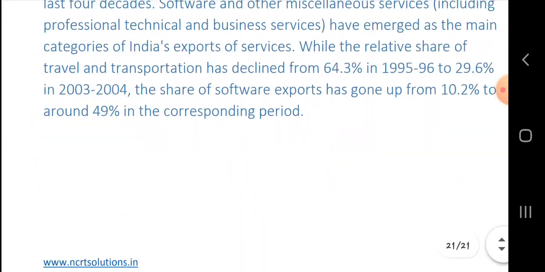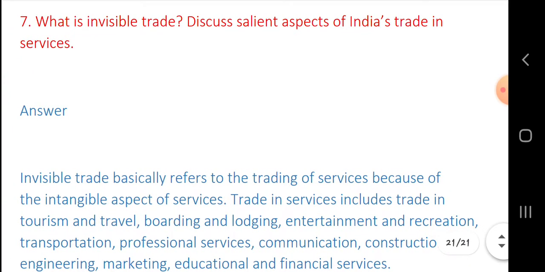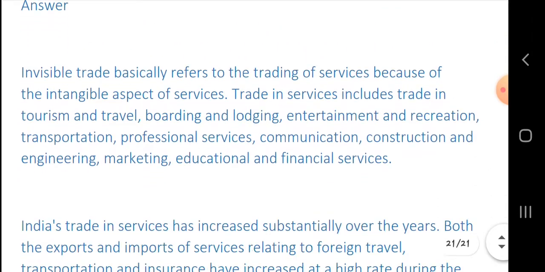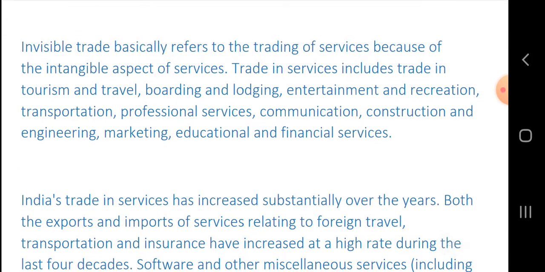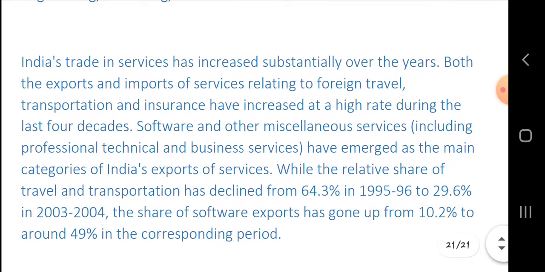Next, finally, invisible trade. It basically refers to the trade of services, because of the intangible aspects of services. Trade in services includes trade in tourism and travel, boarding and lodging, entertainment and other things. Indian trade in services has increased substantially over the years. Both the export and import of services related to foreign travel, transportation and insurance have increased at a high rate during the last 4 decades.